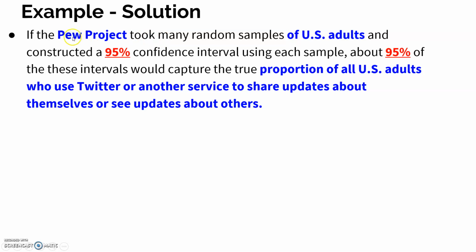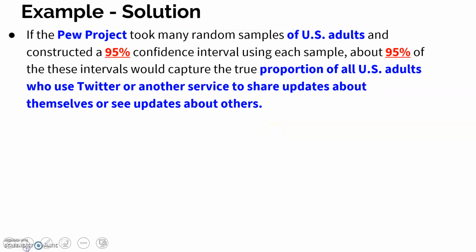So what I did in blue here is I put some of the context in, and in red I have our confidence level. So if the Pew Project took many random samples of U.S. adults, this is our population, and constructed a 95% confidence interval using each sample, about 95% of these intervals, sorry about the typo, would capture the true proportion of all U.S. adults who use Twitter or another service to share updates about themselves or see updates about others.